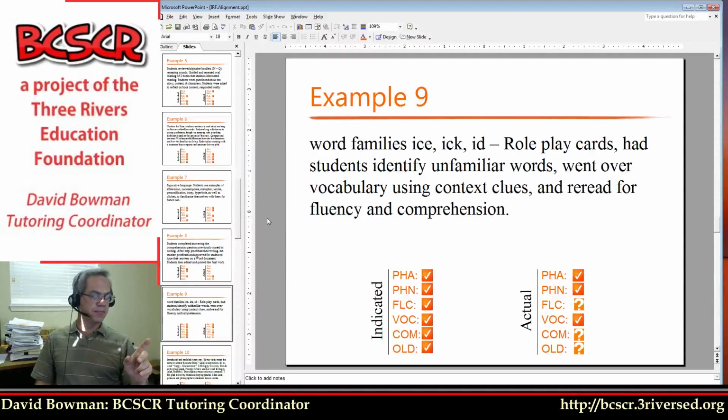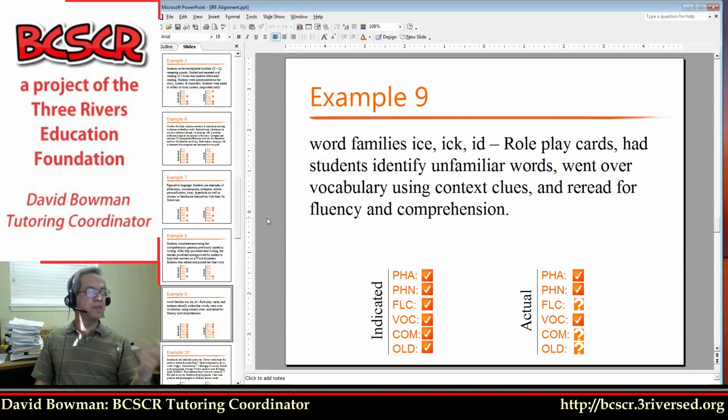Fluency, maybe. It depends on what happened during the reread for fluency and comprehension. One of the things I see is tutors will say reading for fluency. The kids are reading silently for fluency. Well, as we define fluency, that's something that has to be done out loud. So it really depends on what's happening, what it means by reread for fluency and comprehension. Is it out loud? Is there some guidance going on? Well, it's not clear, so I give that one a question mark.